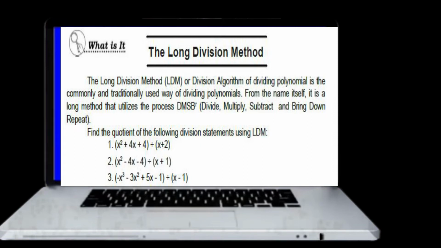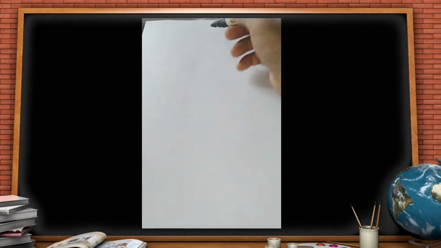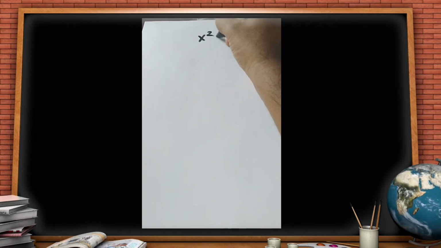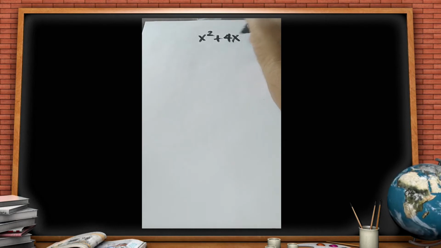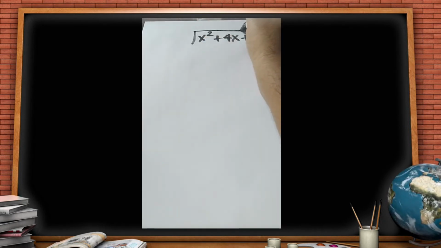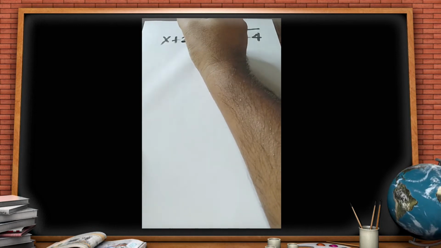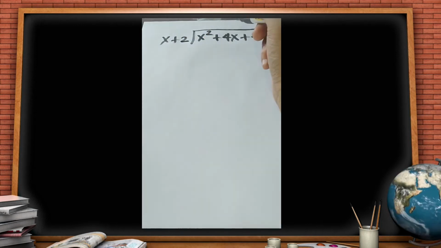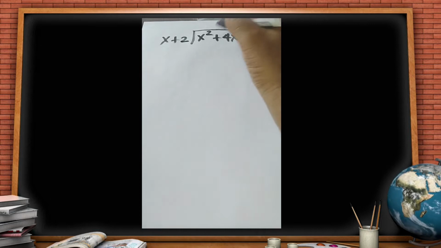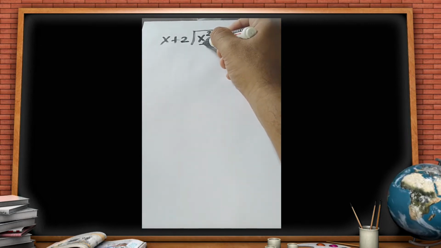To divide polynomials using long division, let's try to divide this polynomial: x squared plus 4x plus 4 divided by x plus 2. Okay. In dividing polynomials using long division, the first thing you are going to do is divide the first term of your dividend by the first term of your divisor.